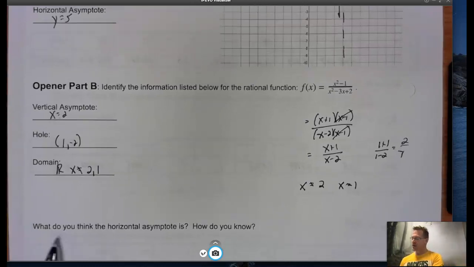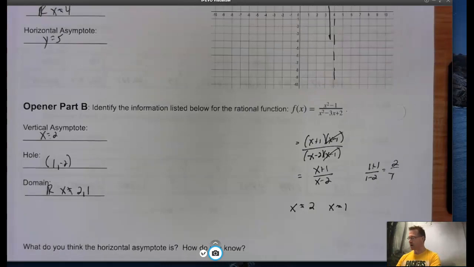So just kind of think about this. You don't necessarily have to know, so you can pause the video here and think about this for a few minutes. What do you think the horizontal asymptote would be for this function f of x here? And then how do you know that? In a few minutes we're going to go through and talk about how we will find that and what we will know based on that. But just keep that in the back of your mind.